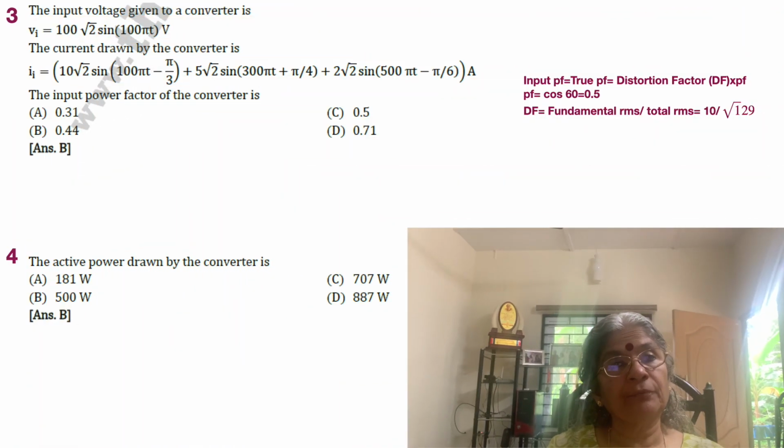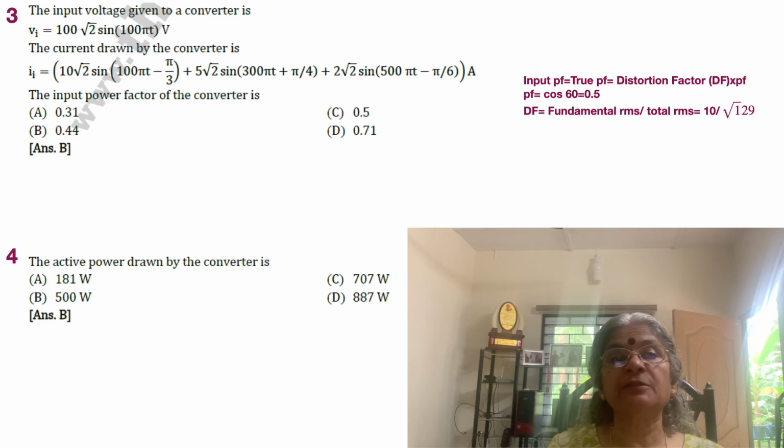Now what is asked is the input power factor of the converter. This is the problem where we have to make a distinction with respect to the ordinary true power factor. The true power factor is obtained by getting the power factor with respect to the fundamentals and then multiplying it by the distortion factor. So what is the distortion factor? Distortion factor is given by taking the fundamental RMS value and the total RMS value.